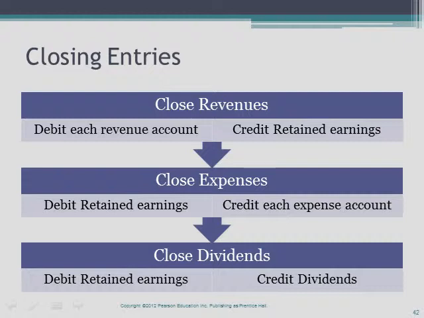Here are the steps to close the books of a company. Debit each revenue account for the amount of its credit balance. Credit retained earnings for the sum of the revenues. Now the sum of the revenues is in retained earnings.